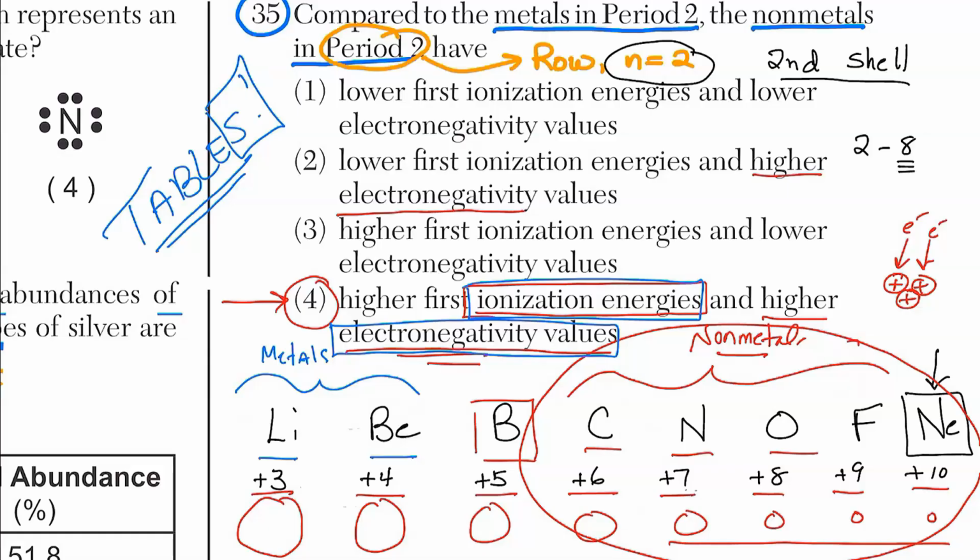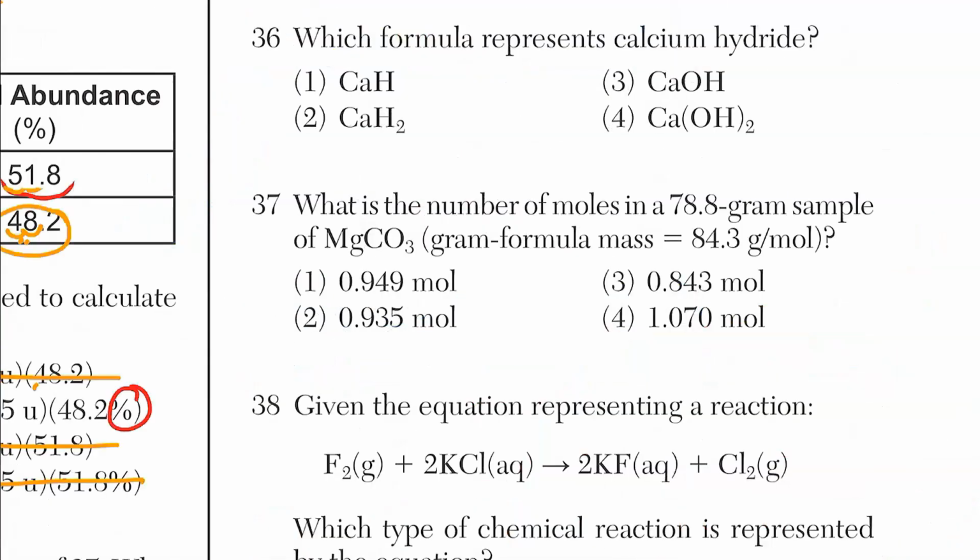Okay, so on to 36. Number 36. Which formula represents calcium hydride? Ooh, I see the IDE, and I see a metal in front. So I know this is the name of a salt, an ionic compound, metal, non-metal. Anytime I see the IDE, I think of a binary naming system. Binary just means two different elements, a metal and a non-metal. I don't care how many of each. That's the IUPAC naming system.